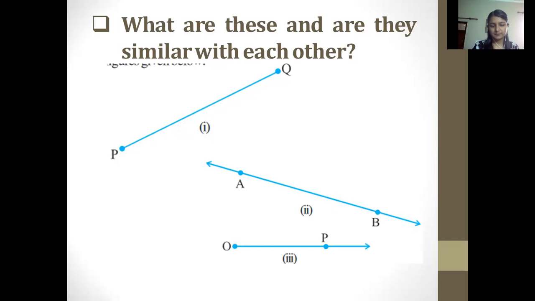Yes, you're thinking it right. They are looking quite different to each other, isn't it? What do you think? Because in the first one, you can say that 2 points are made, but in the second, 2 points are again made, but there are arrows which are shown. And what about the third one? It is having one arrow.